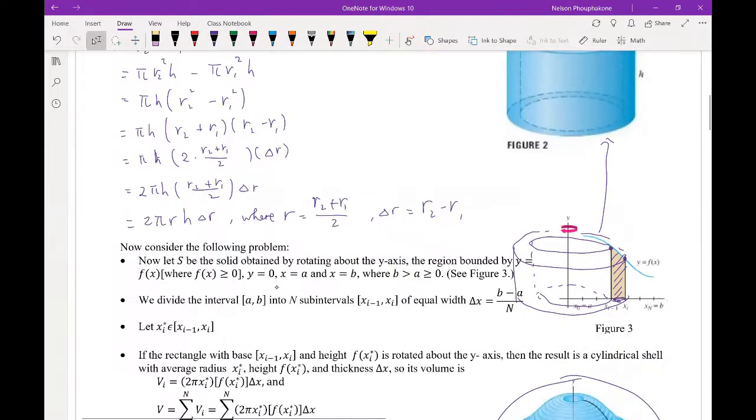Okay, so now let S be the solid obtained by rotating about the y-axis the region bounded by y equal to f of x, where f of x is greater than or equal to 0, y equal to 0, x equal to a, and x equal to b.